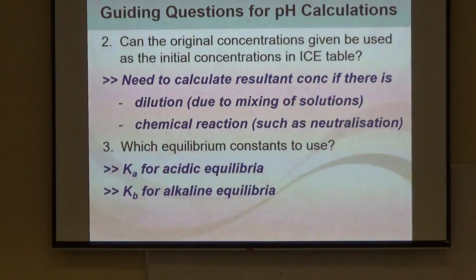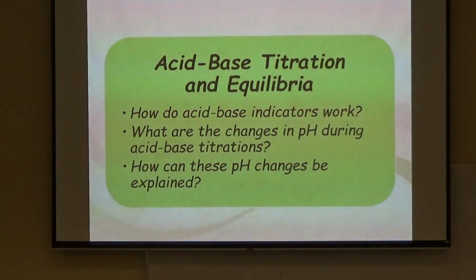Okay, so this part, basically you have learned how to do all the calculations. The next part is about indicators, and finally we will do the titration curves, which is actually application. Acid-base indicators, how do they work? You have used this for years and years, but you may not have been taught how they actually work.